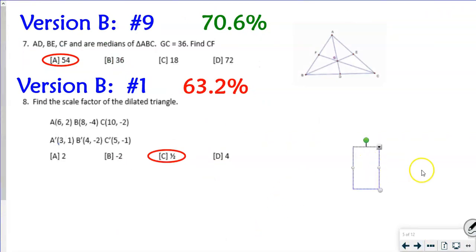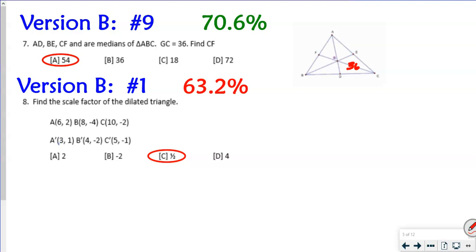Okay, on the next one. So again, we're talking about version B is 9. This is 7. This is version A, and 8 on version A. So B is 9 and 1, okay? So AD, BE, and CF are medians of triangle ABC. It says GC is 36. So GC is this measure right here, right? 36. So we have the big part of the median.